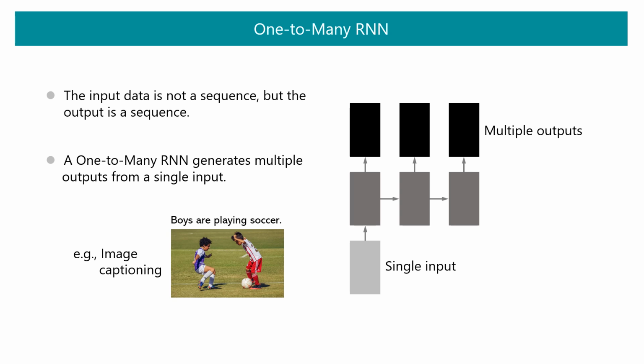One-to-many RNNs are used for a problem where we want to generate sequenced output from a single input. A typical example is image captioning. In image captioning, we use an image as the input and output a phrase. An image is not a sequence, a single input. A phrase is a sequence, multiple outputs.